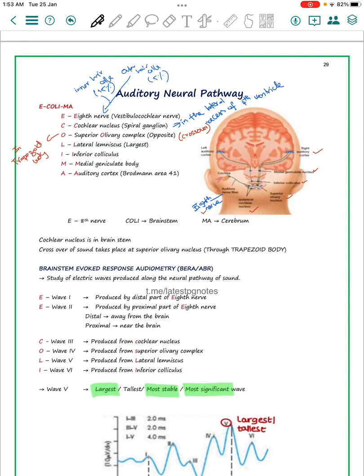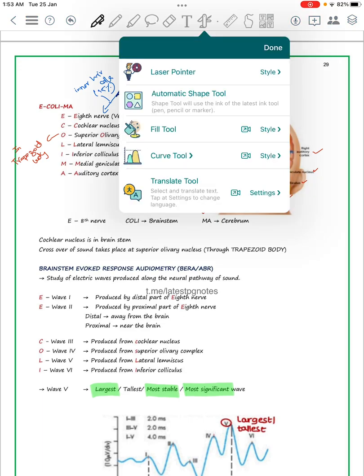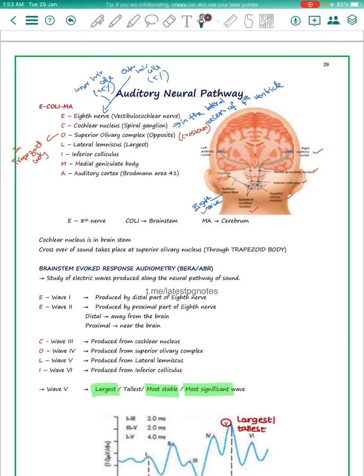Hello guys, in this video we are going to see the auditory neural pathway and the physiology of hearing. First, the outer hair cells and inner hair cells, out of which the outer hair cells play a major role in converting the mechanical energy that is produced by the sound wave through the fluid, and it converts this mechanical energy into electrical energy. This is carried by the eighth nerve.